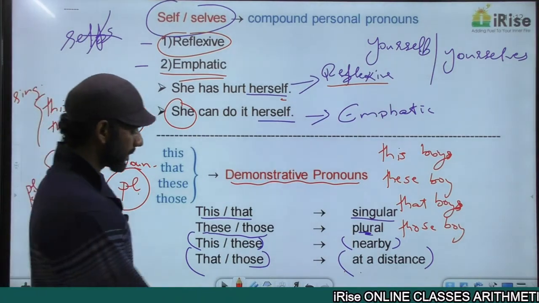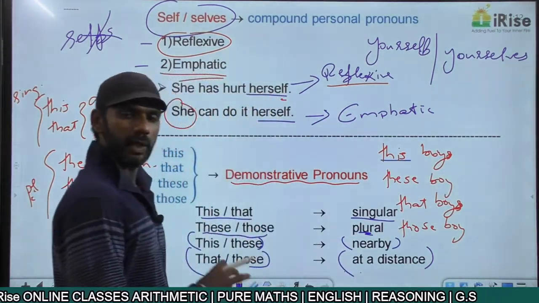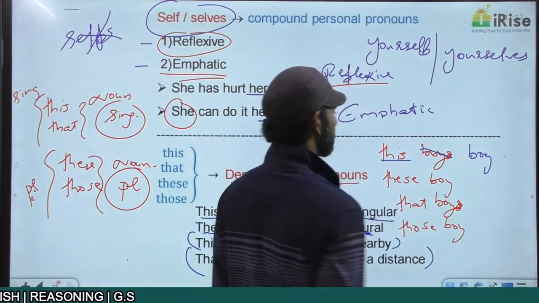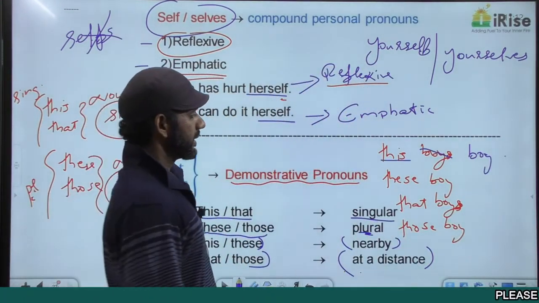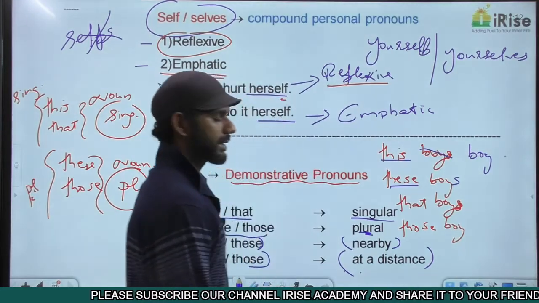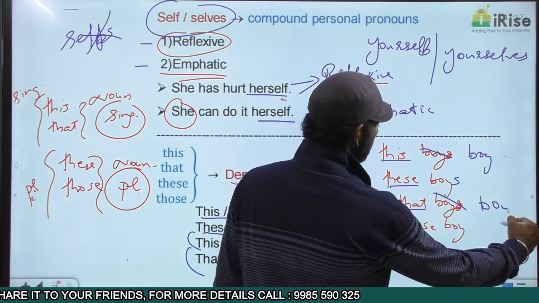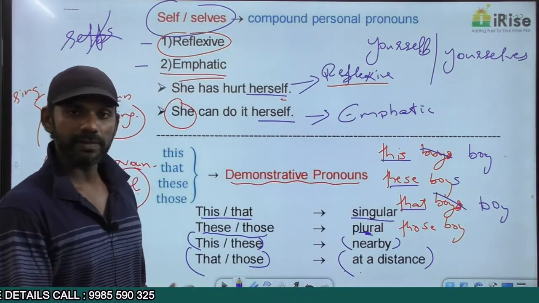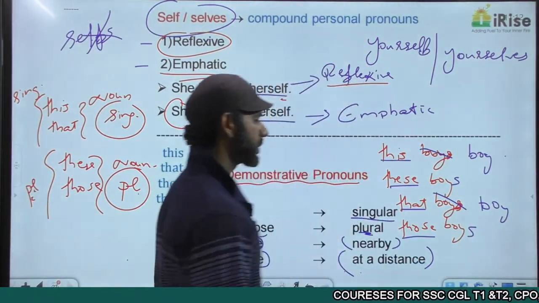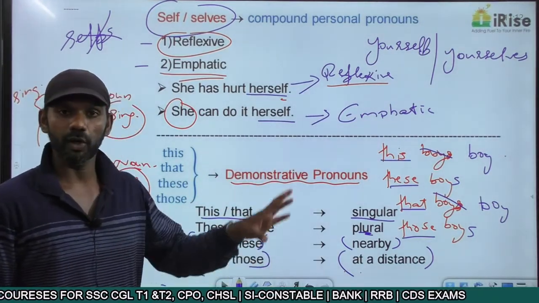Now come to what I wrote there. This boys: this is a singular pronoun, the noun along with it must also be singular. So this boys is wrong, it must be this boy. These boy is wrong. These is plural, the noun along with it must also be plural, so it must be these boys. That boys, wrong. That is singular, so it must be that boy. Those boy is wrong. Those is a plural pronoun, so it must be those boys. This boy, these boys, that boy, those boys, all these are correct.